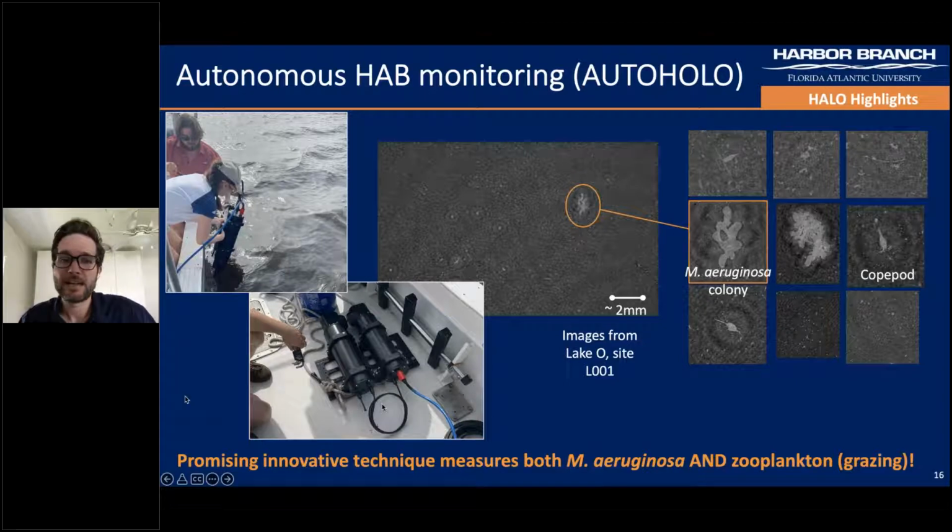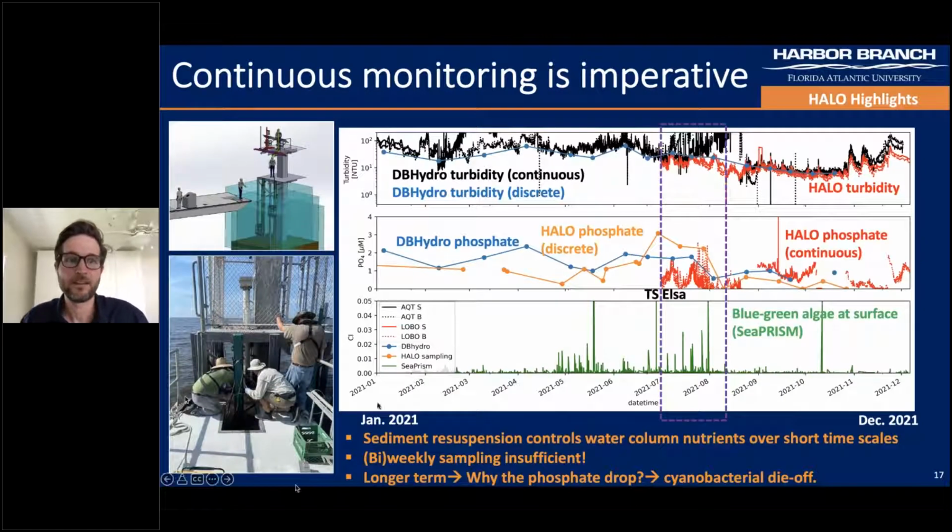We also deployed an AUTOHOLO. It's a holographic in situ microscope that was designed at Harbor Branch, and it's collecting 3-dimensional images from the water column. We weren't sure if it was going to work because of how turbid the lake was, but it actually worked really well. We detect Microcystis colonies, copepods. This is something that we're going to be deploying on Saturday, actually, for a longer period of time to try to get at this vertical migration story. So hopefully we'll have answers to that pretty soon.